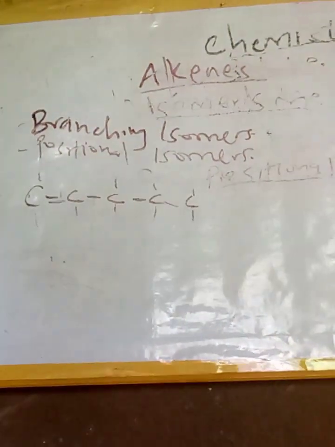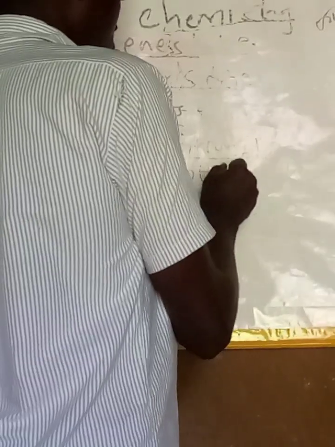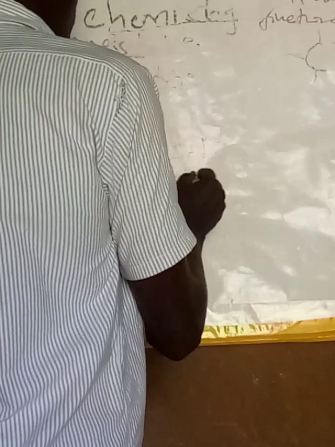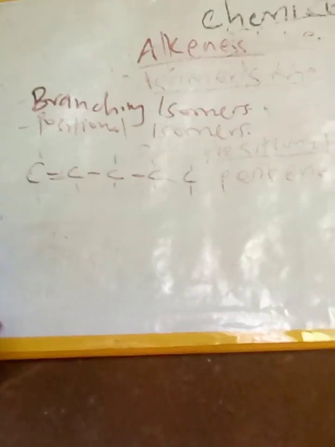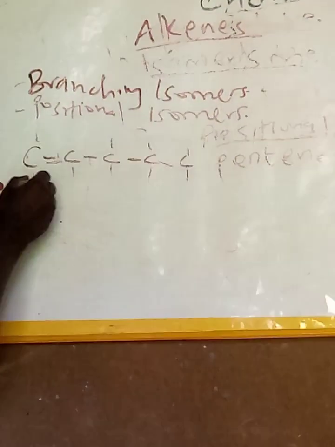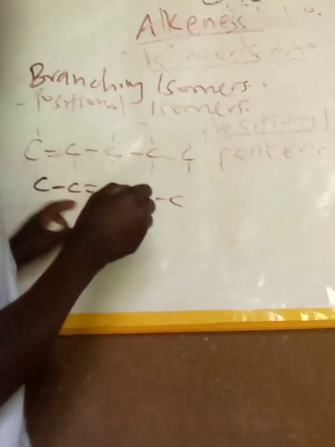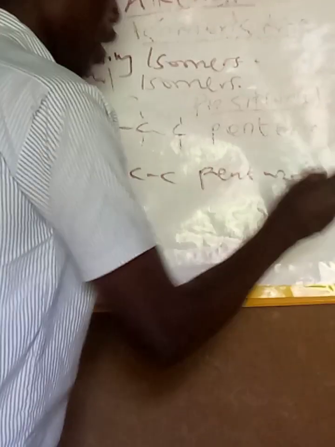So this is the compound, 1, 2, 3, 4, 5. This one is pent-1-ene, or you can just talk of pentene, because the double bond is on carbon number 1. I can play with the double bond and place it on carbon number 2, and my structural formula will look like this. This one is C1, 2. Then this one now will be pent-2-ene. I can also play with this double bond and put it on carbon number 3.